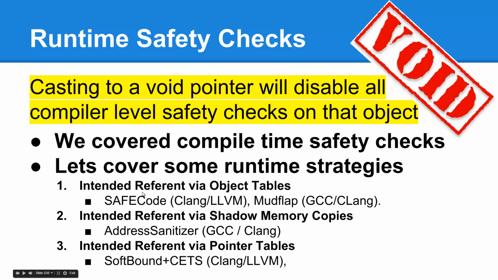So we have intended referent via object tables. That's how one validation scheme is for making sure that the destination object of the type cast is valid. Intended referent via validation via shadow memory copies, and then intended referent via pointer tables. So there are a number of actual algorithm libraries that perform this in real compilers. Safecode is a big one. Mudflap is also a big one. Address sanitizer, softbound plus CETS are all examples of these systems.